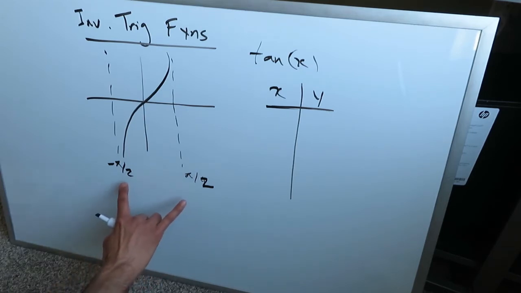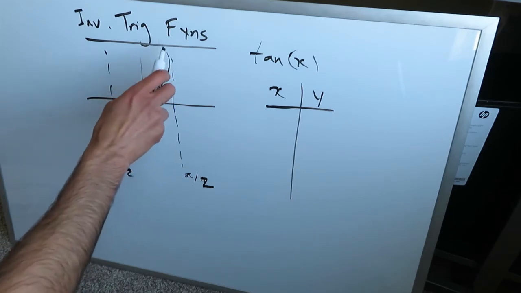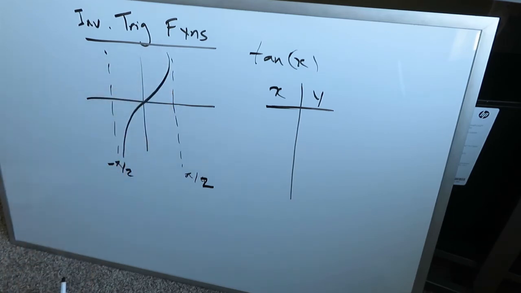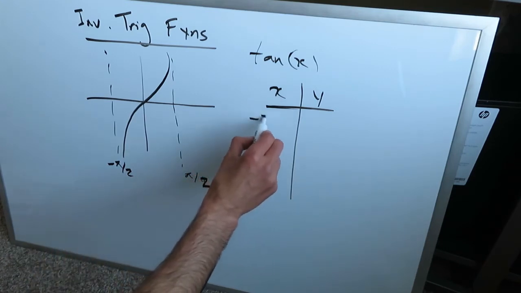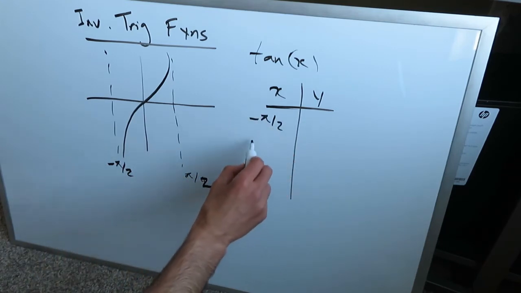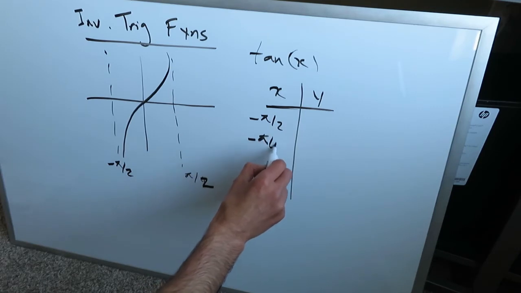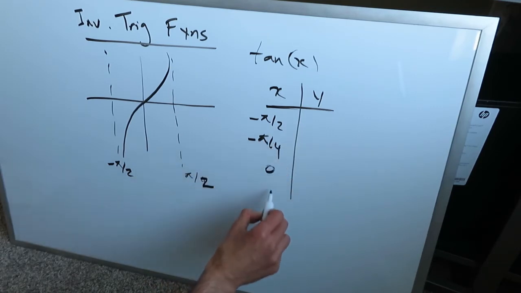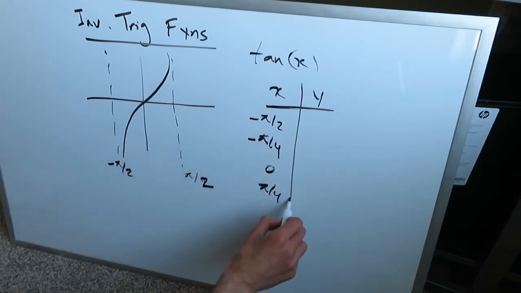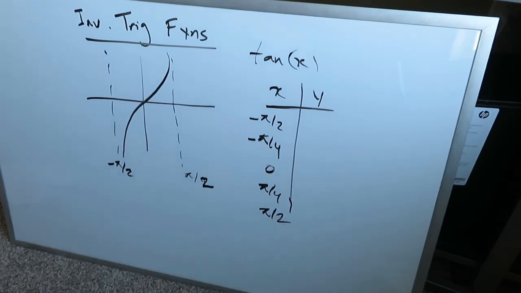But if you restrict the domain purely to minus 90 to positive 90, you can show that this tan curve will have an inverse. We will look at a couple of points starting with minus 90. You have minus pi over 2, and I'm going by 45s here. Minus pi over 4, minus 45, then 0, then pi over 4, and lastly we have pi over 2, which is 90.